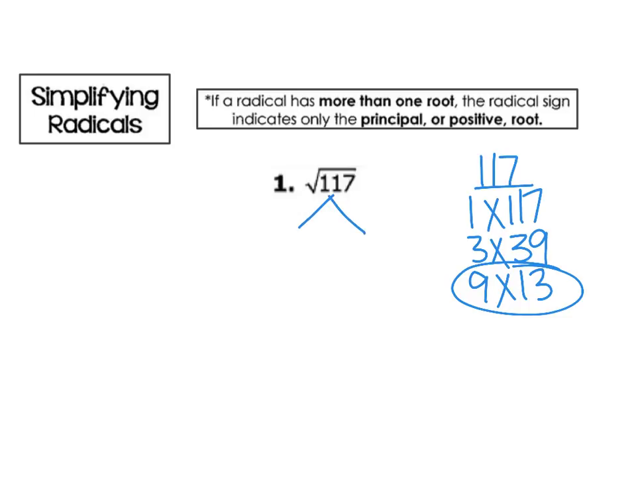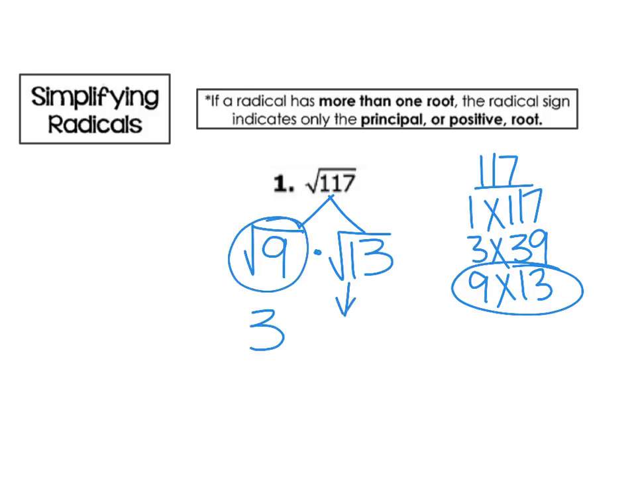So break down 117. We can say square root of 117 is the same thing as square root of 9 times the square root of 13. And we know that the square root of 9 is equal to 3. And then we just want to bring down rad 13. And that would be our final answer. So we can simplify the square root of 117, break it down, and our simplified radical is 3 rad 13.